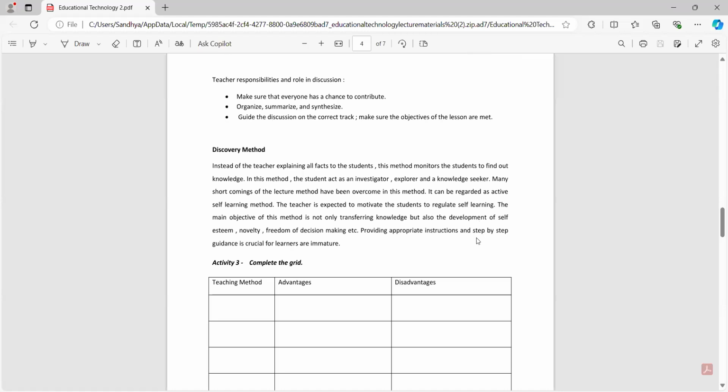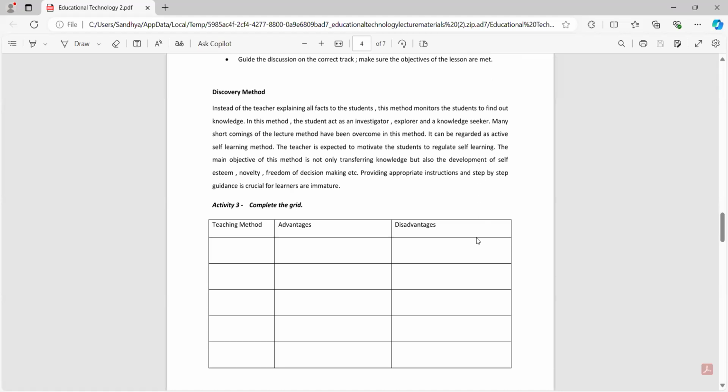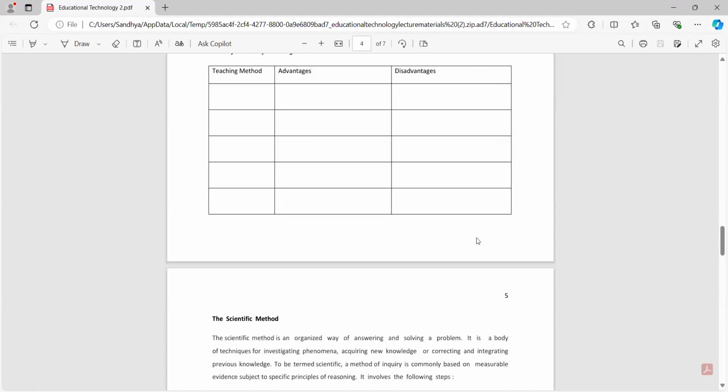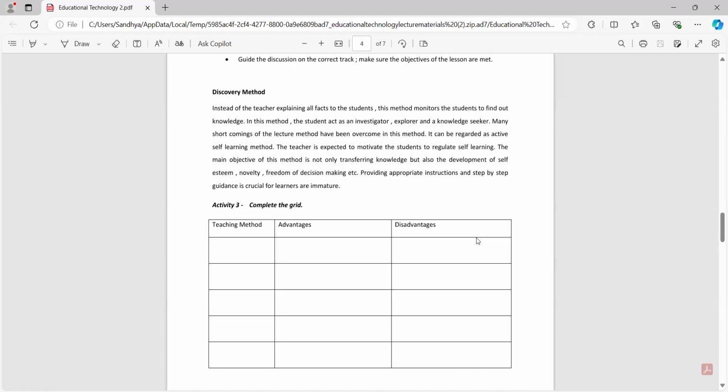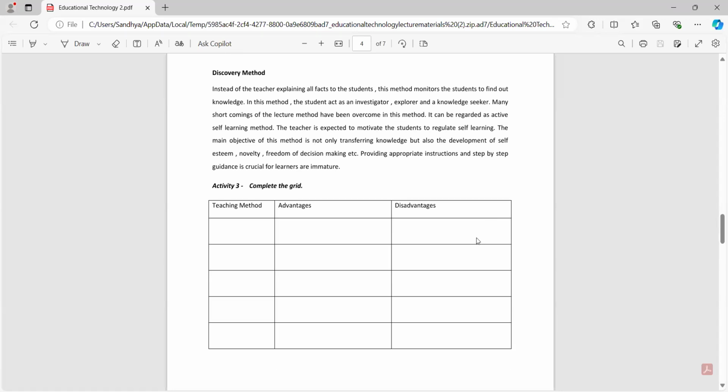Now you have a small homework. What are the teaching methods we discussed so far? What are their advantages? What are their disadvantages? Do it for homework. Think of each of the lecture method, demonstration method, discussion method, and discovery method. What are their advantages? What are their disadvantages that you can write? Can you do it for homework?